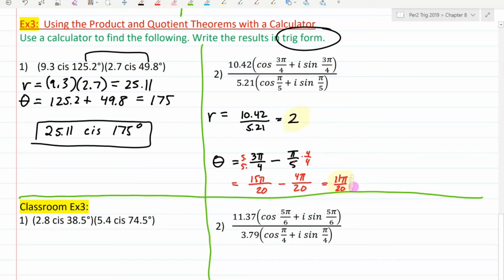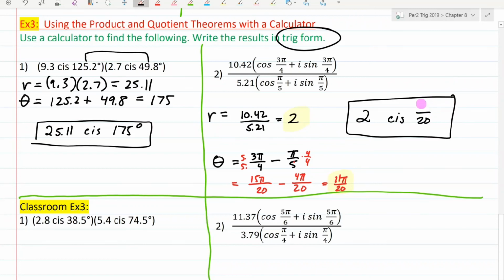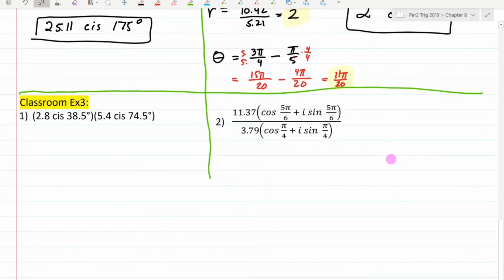So these are your two values. We have 2 for the radius and 11 pi over 20 for the angle. And that's in radians, so we don't put a degree sign. If it's in radians, please go ahead and do your work in radians. In order to add and subtract in radians, you have to have the same denominator. Please try the last two, and then come back and unpause the video after you have tried those.